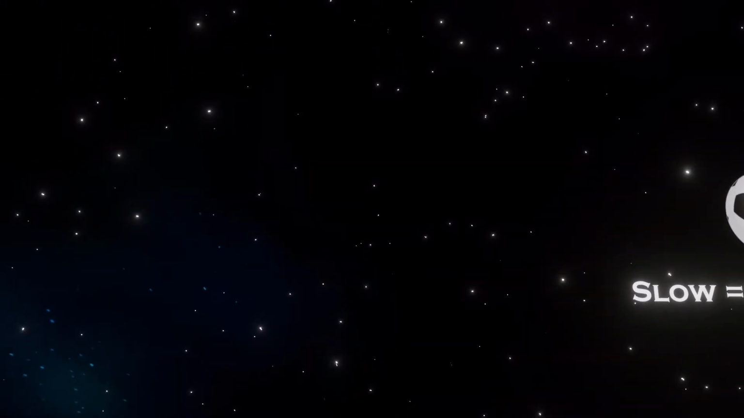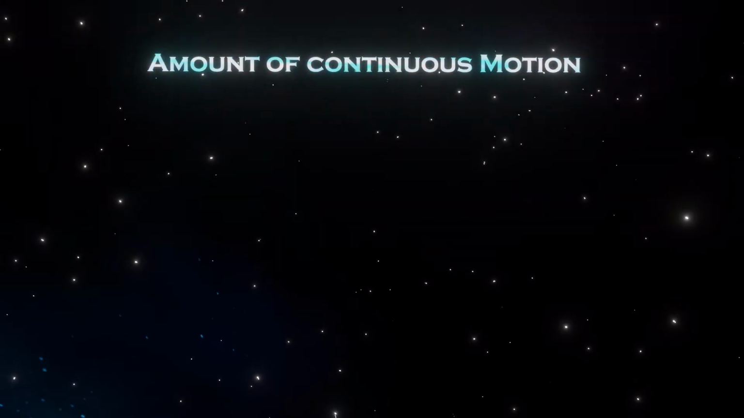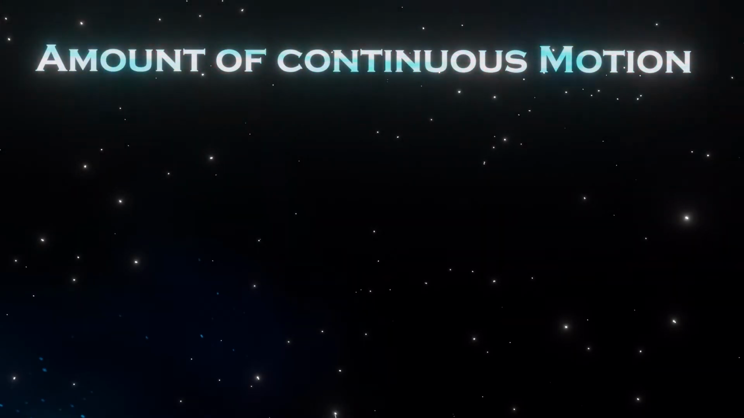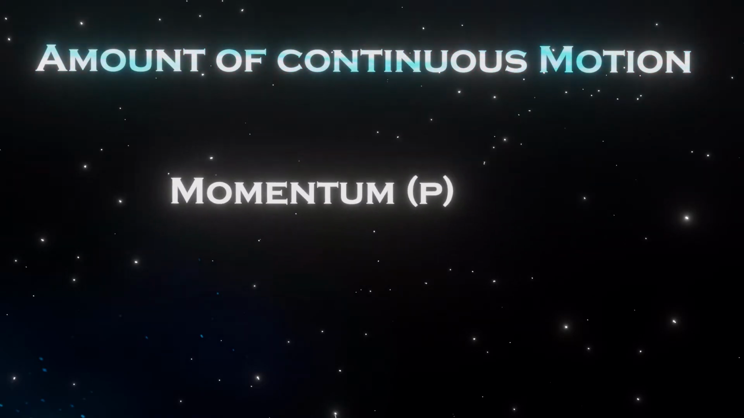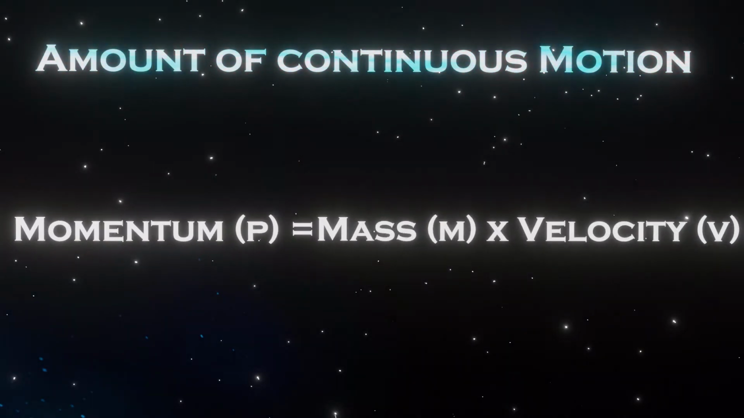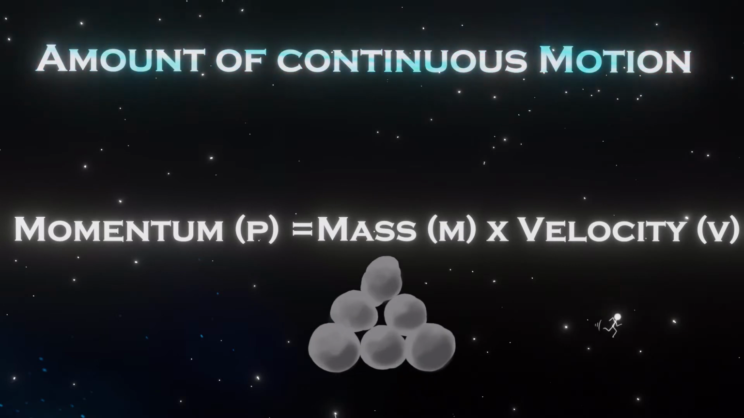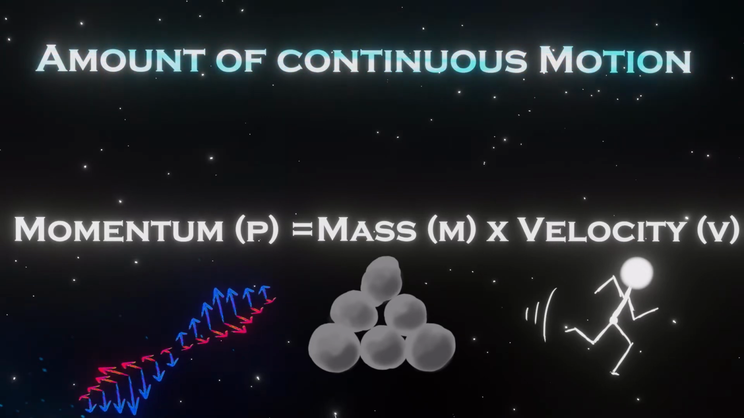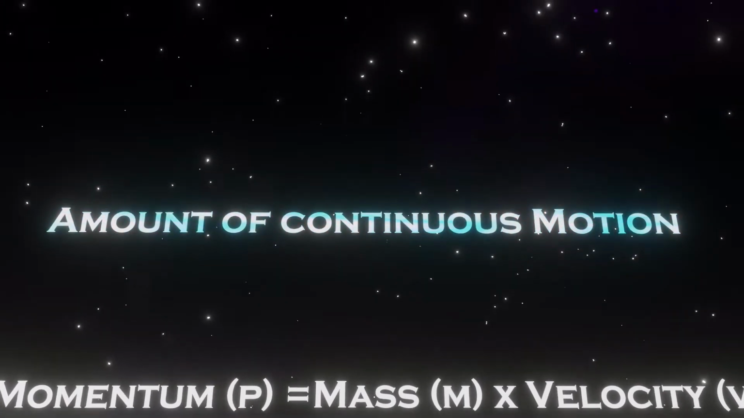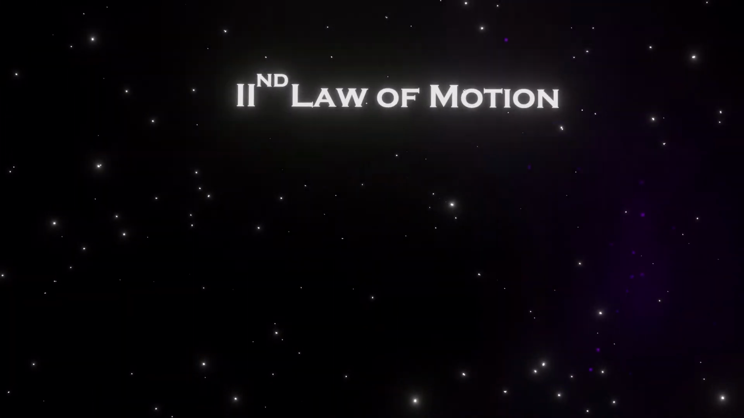So, we define another quantity that determines the amount of continuous motion present in an object, which we call momentum. It's generally formulated like this, as the product of the mass and velocity. However, we'll cover other forms of momentum in special cases like massless particles of photons in another video. This now brings us to Newton's second law of motion. Generally, it is described like this.